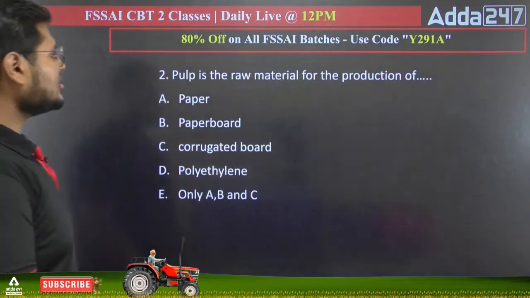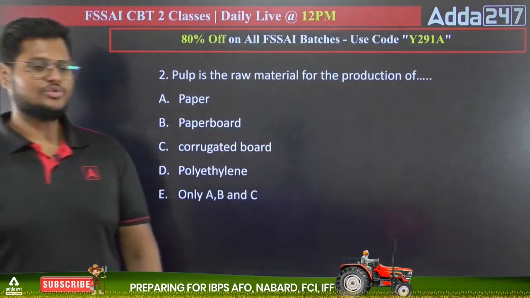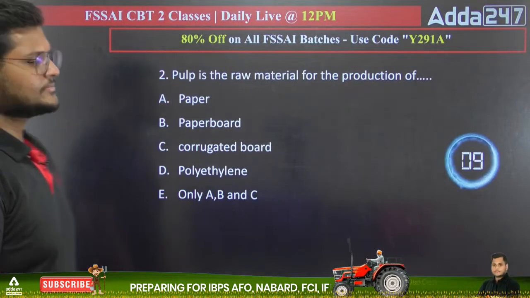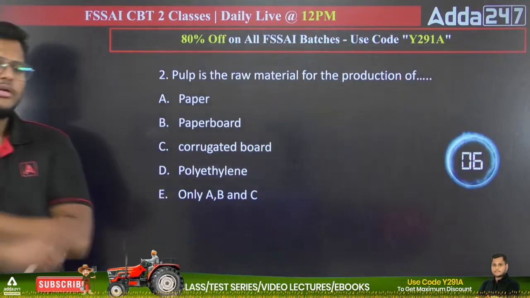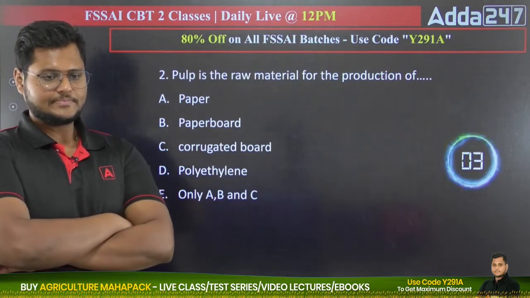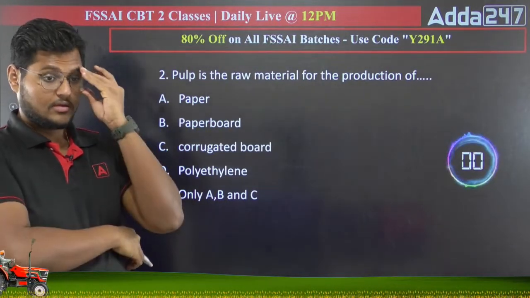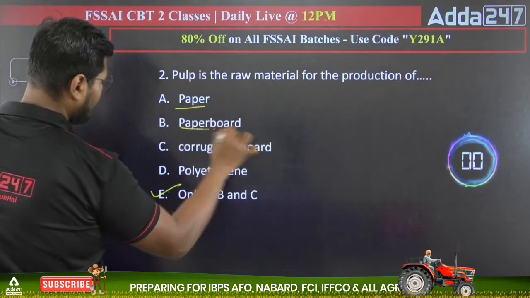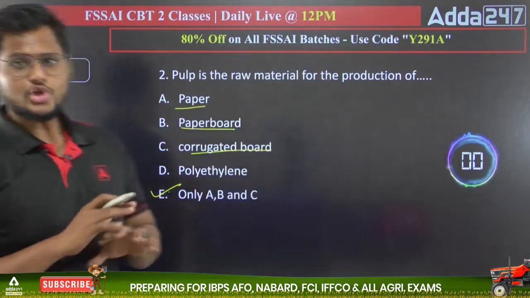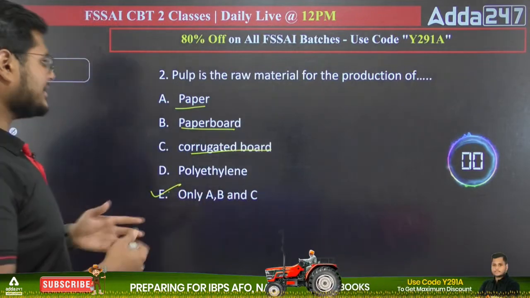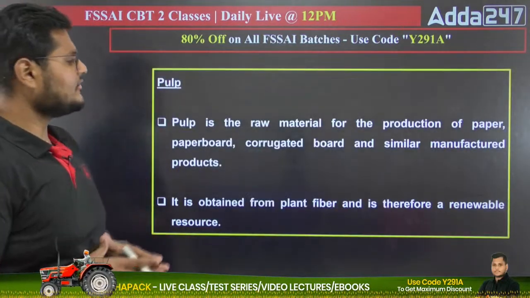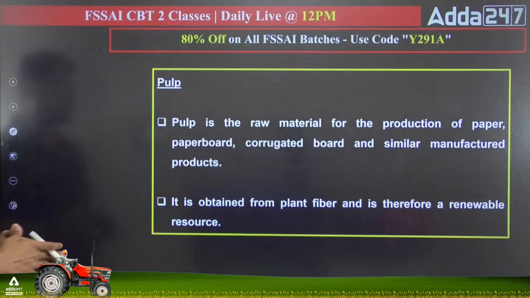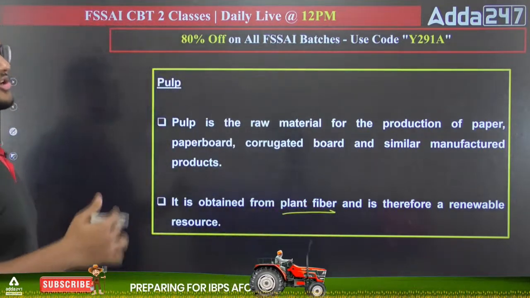Next question. Pulp is the raw material for the production of what? Paper, paper board, corrugated board, polyethylene, only A, B and C. The right answer here is E. Paper board as well as corrugated board. Polyethylene is not made from the pulp of wood or any other plant. Pulp is the raw material for the production of paper, paper board, corrugated board and similar manufactured products. It is obtained from plant fiber and is therefore a renewable resource.